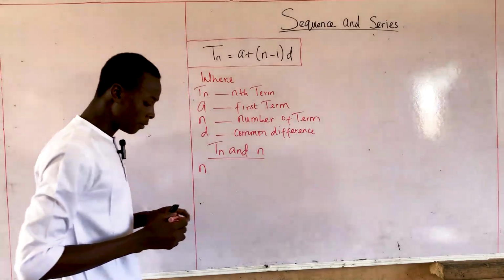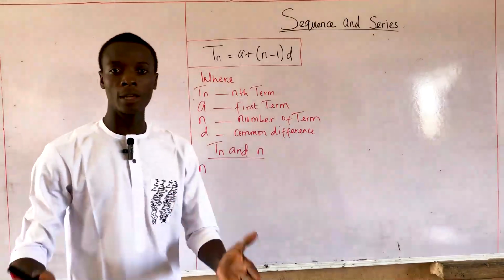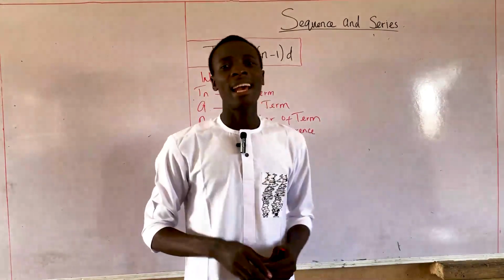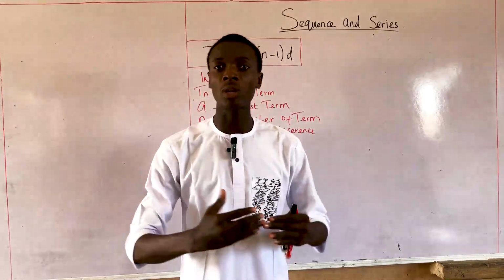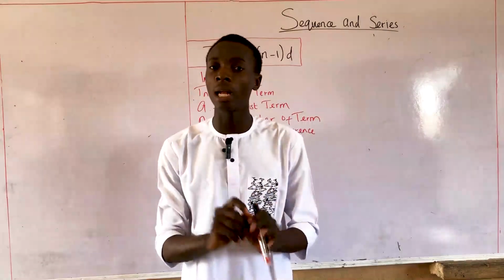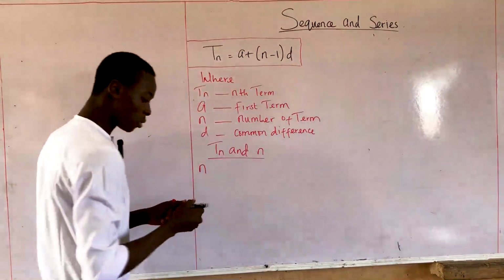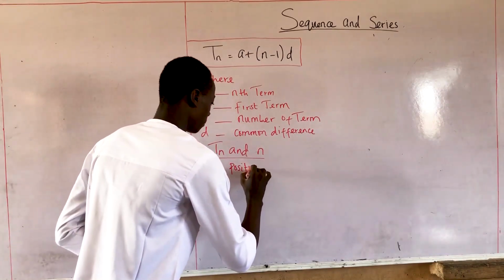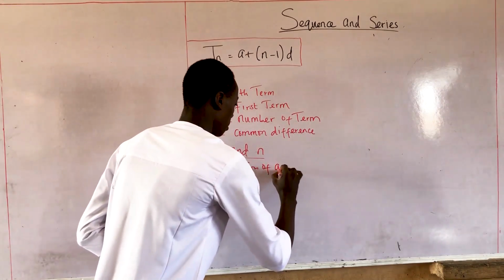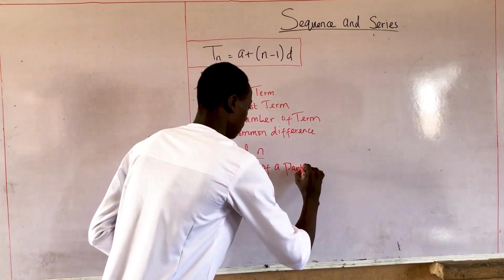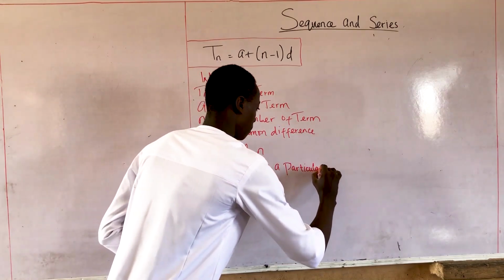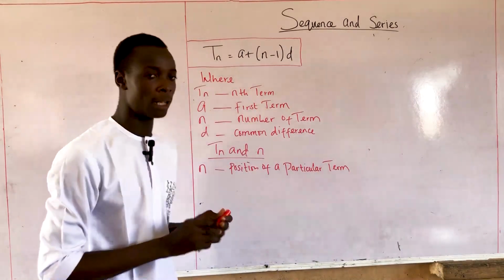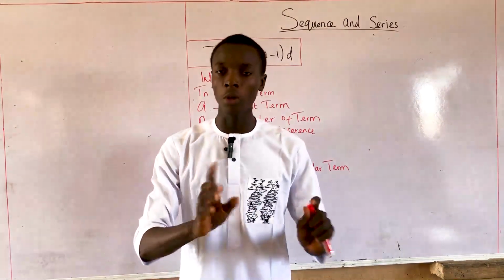So N, what is the meaning of N? N is called number of terms. So it may be called number of terms, but it doesn't mean number of terms. N means the position of a particular term. That's what I'm going to write: position of a particular term. However, it is called number of terms. I'm going to explain why it is called number of terms.